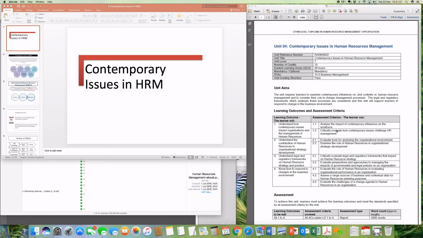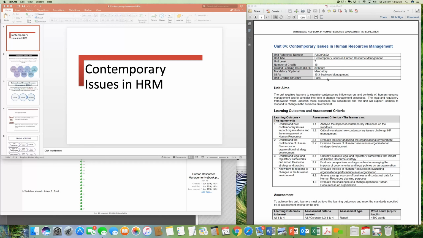So just to start, today what we're looking at doing is covering Unit 4, which is Contemporary Issues in Human Resource Management. On my screen you'll see a presentation on the left, and the unit specification, which is this document. The main purpose of today's session is to give you an overview of the contemporary issues in HRM unit. After the overview, I will send you a small handout to read so that you can reinforce and crystallize the theory that I will take you through in the presentation.